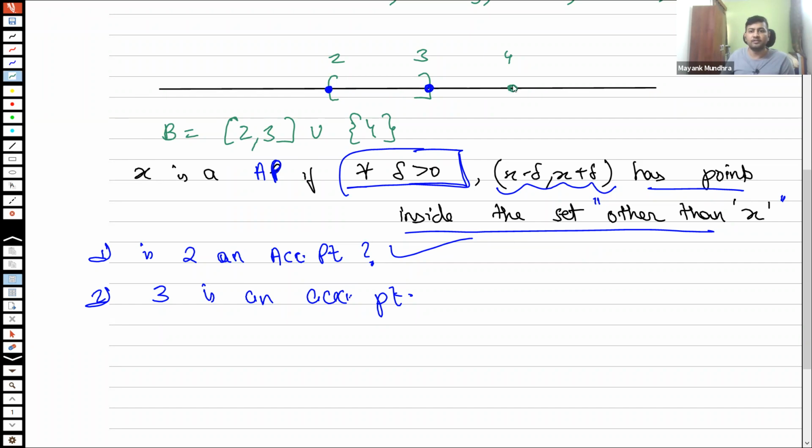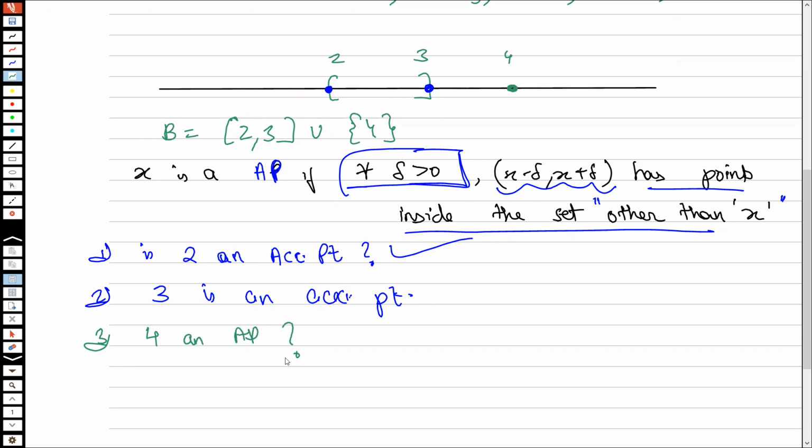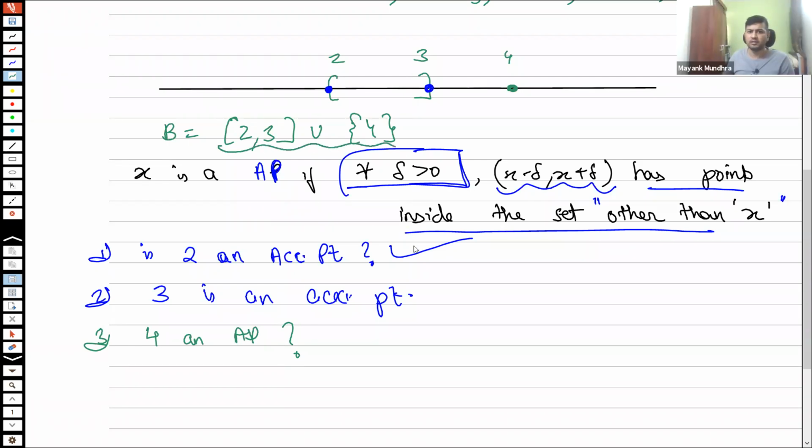Okay, so my next question is to Vinay. Do you think point 4 is going to be an accumulation point? So no, since 4 is not inside the set. Actually, 4 is inside the set. Okay, yeah, then it is an accumulation point. Okay, again, you're wrong.